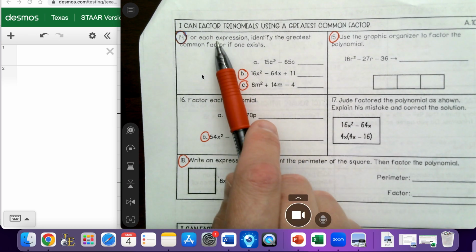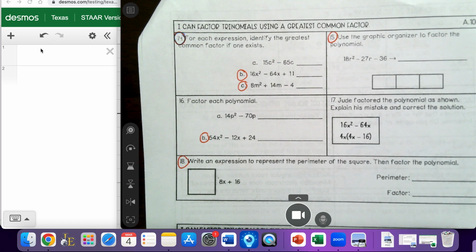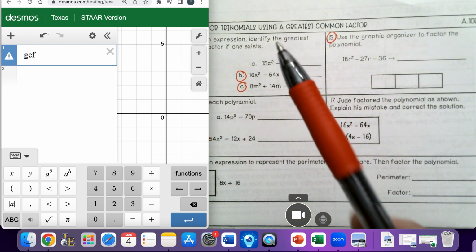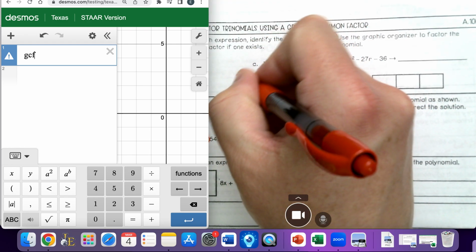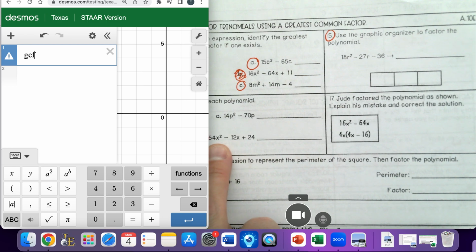It says, I can factor trinomials using a greatest common factor. Remember the greatest common factor function we have in the Chromebook is a GCF on Desmos. Some of you are using a TI-84. Use the GCD function on the TI-84. So on this particular problem, I'm going to skip B for now. I was going to do B, but I'm going to do A and C. We'll do a problem like B further down here, if you will.